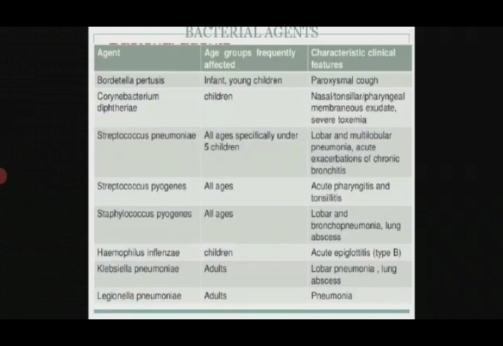Now the slide shows various bacterial agents which involve various ages, from infants and young children, usually under 5 years, to adults, involving different sites of the respiratory tract, from upper to lower respiratory tract infections like common cold, pharyngitis, laryngitis, pneumonia. Various infectious agents are Bordetella, Corynebacterium diphtheriae, streptococcal pneumonia, staphylococcal pneumonia, Haemophilus influenzae, commonly Klebsiella, Legionella.